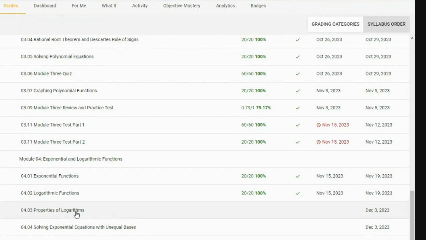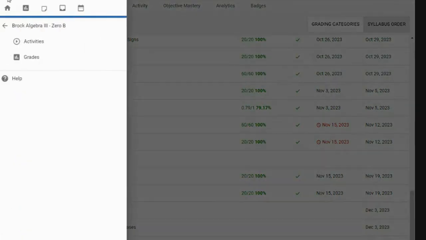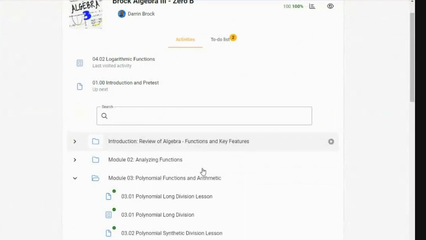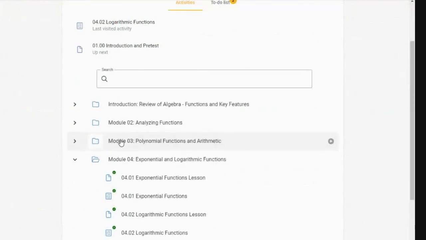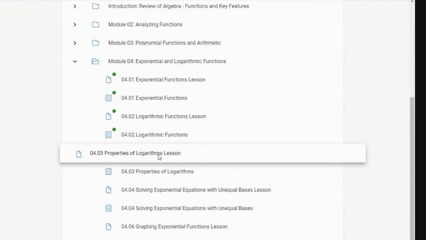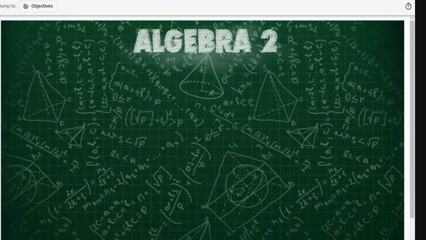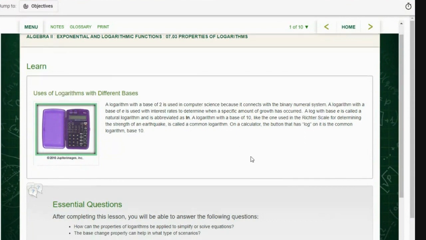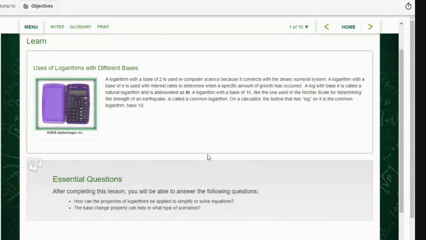So let's look at 4.03, 4.04 this morning. Back to activities. Close module 3. We're done with that. All right, properties of logarithms. We probably need to refresh ourselves on what we did the week before the break, because if you're like me, you're totally zoned out for the break and don't remember anything. It's like, what class were we in before? So we will pull this up right here and take a look at that real quick.